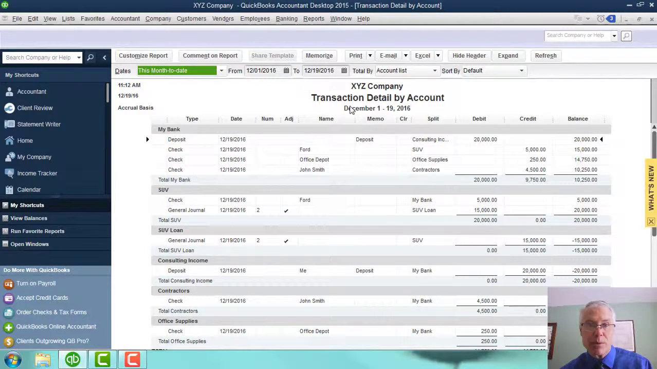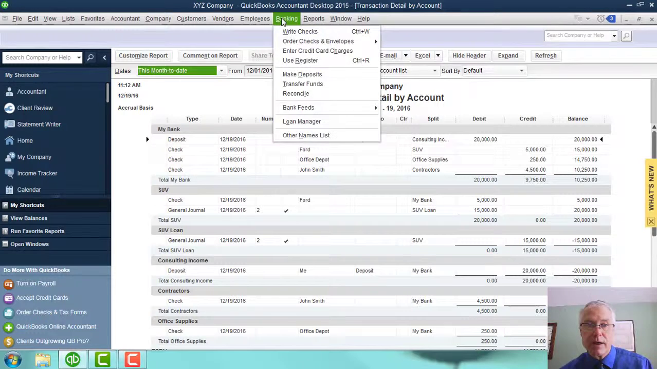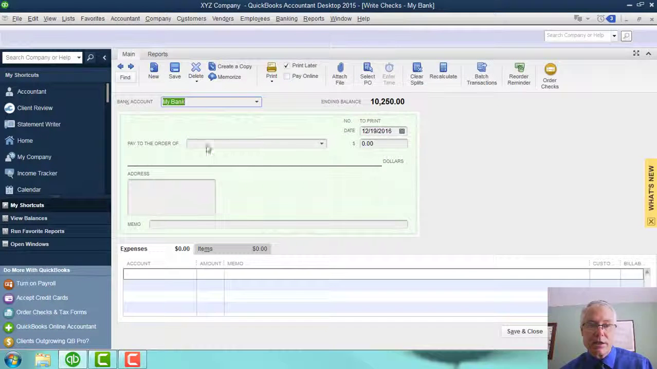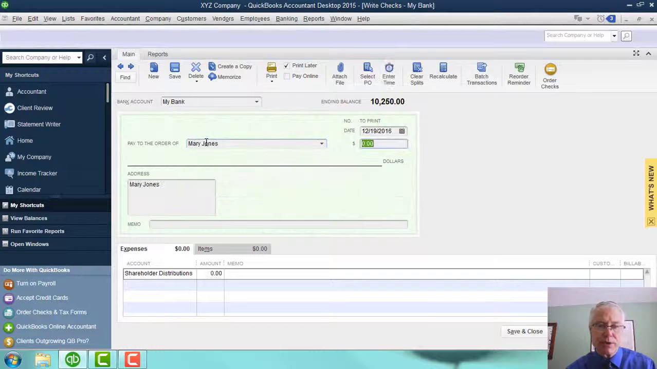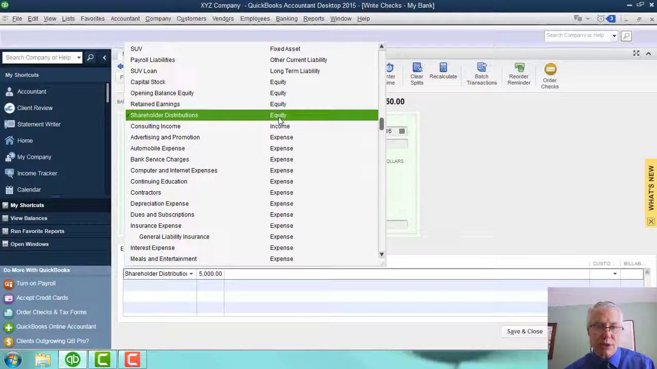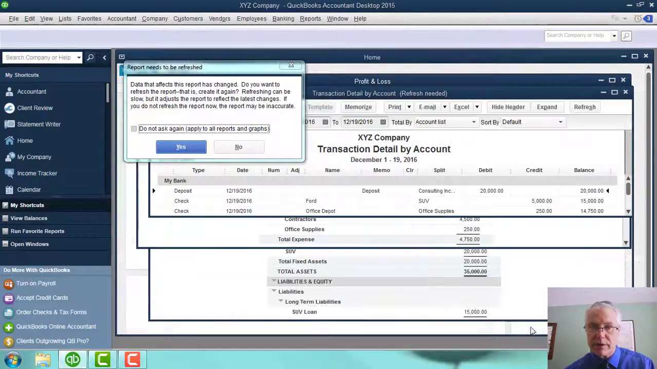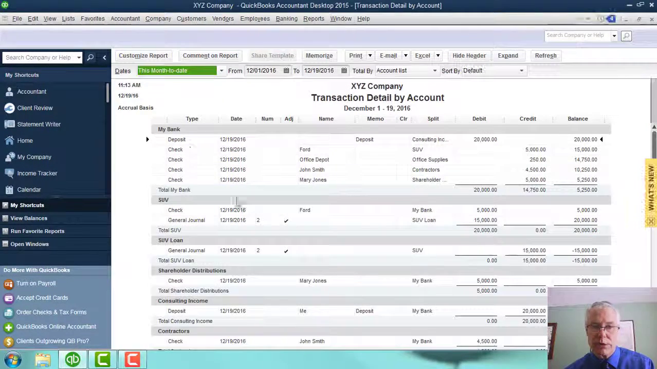All right, and we got one more transaction we want to do. Banking, write checks, and we're going to pay to the owner, who is Mary Jones. She's going to take out $5,000 for herself. We're going to hit that to the shareholder distribution account, which is an equity account. Save and close. Refresh. All right, so back to the top again.